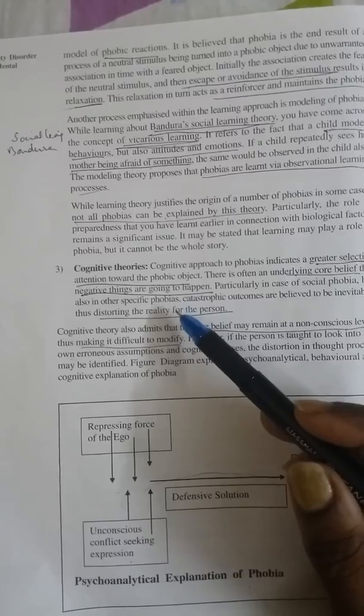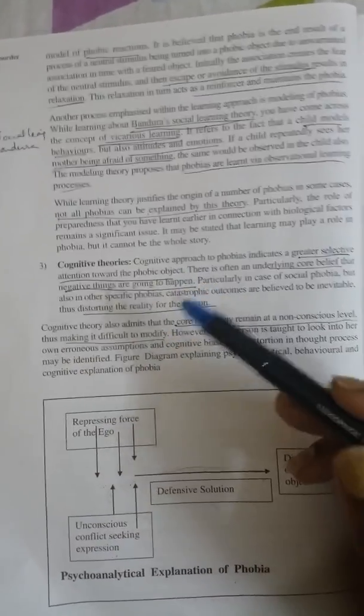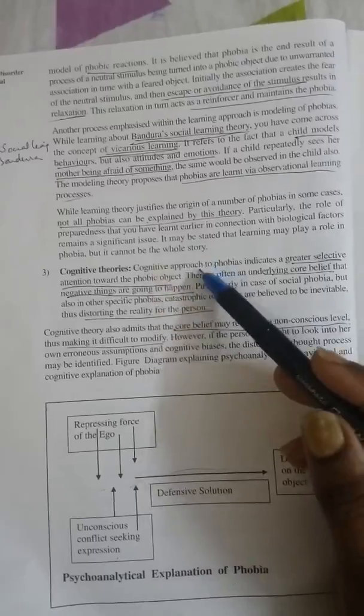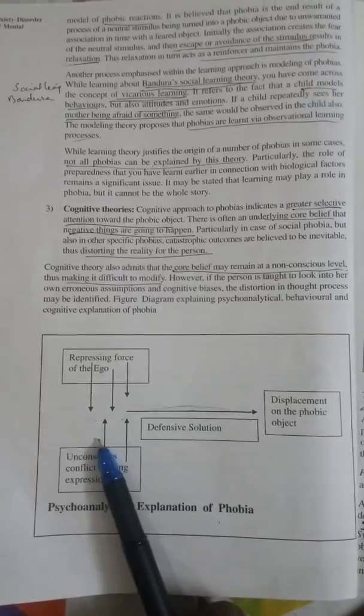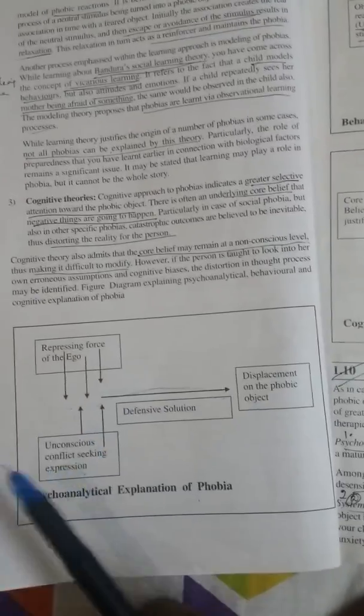Learning theory is the conditioning that you learn, and modeling. Bandura's modeling is explained here, like vicarious learning, where you watch and see. Probably the person's mother was afraid of something, and so the child also learns. Cognitive theory is again an underlying belief, a core belief that something negative will happen. How do you interpret the sensation, the cognition behind it? So again we have certain diagrams. If you can actually learn this, it's easy.